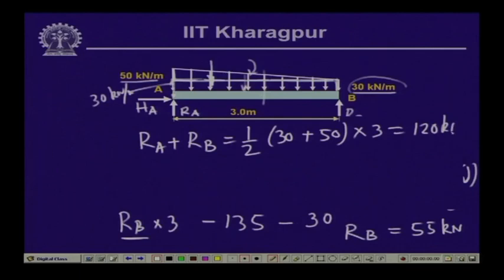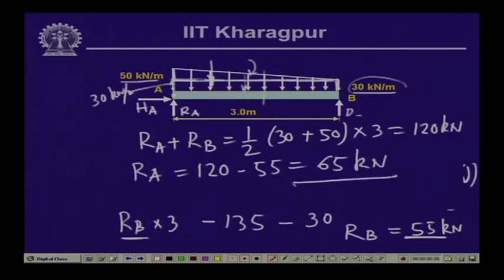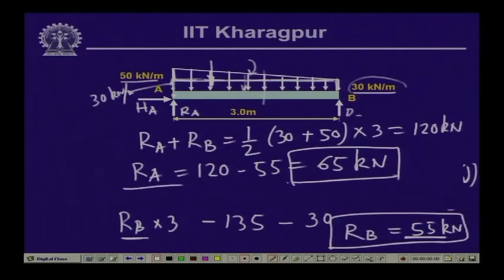This is the total vertical load that is acting on this particular beam, and R B being 55 kilonewton, R A is equal to 120 minus 55, which is equal to 65 kilonewton. So, these are the reactive values of this beam. R B is 55 kilonewton, R A is 65 kilonewton, and the value of H A is equal to 0.